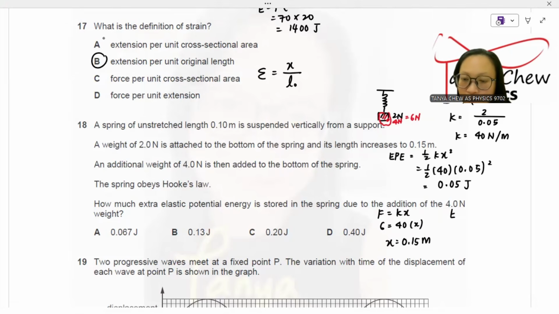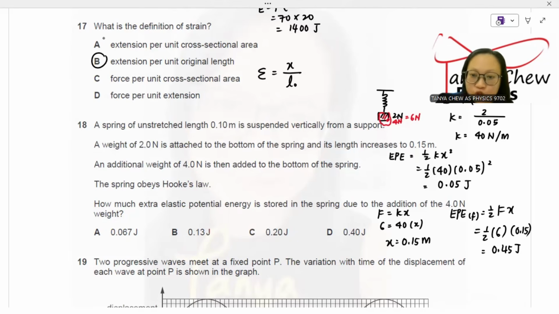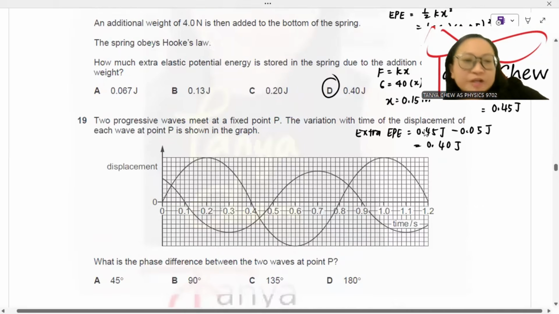Then final elastic potential energy, half. If I want to use kx squared, it's also okay, but I try to use Fx, not a problem. You will end up getting the same answer. But the force is 6, extension is 0.15. So I got 0.45 joules. Extra EPE would be 0.45 joules minus 0.05 joules. And I got 0.40 joules. D is the answer.